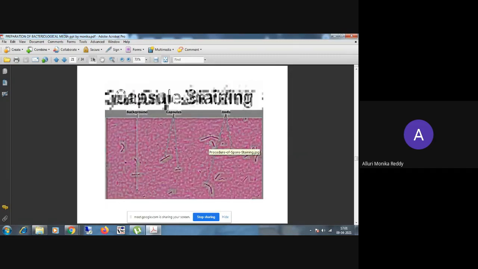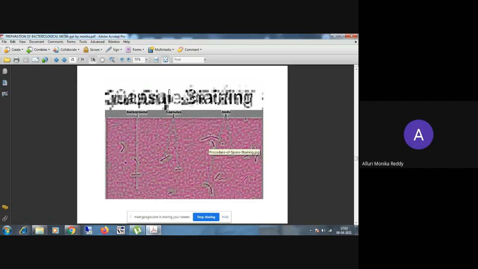Capsule staining. For capsule staining, we use a stain on the outer layer of the cell, only for the capsule, and the simple stain is applied to the bacteria. For simple stain, we take safranin, and this results in the differentiation of the capsule as well as the internal structure. The result is bacterium with a colorless capsule on a dark background.